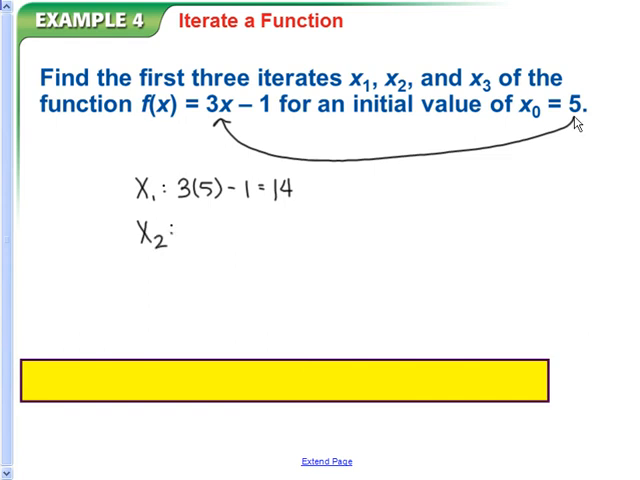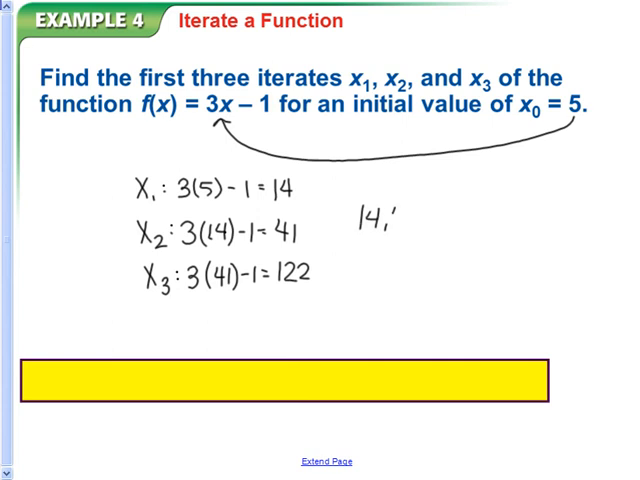The second iteration is where we plug that answer in, 14 minus 1. So 3 times 14 minus 1 is 41. Now our third iteration is where we plug in 41. 3 times 41 minus 1 is 122. So our first three iterations are 14, 41, and 122.